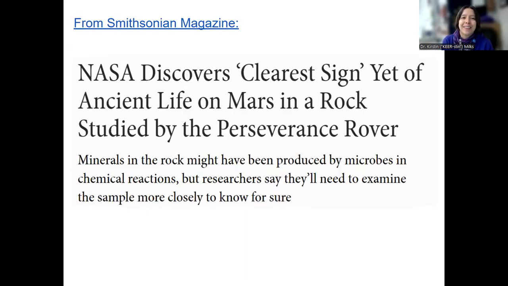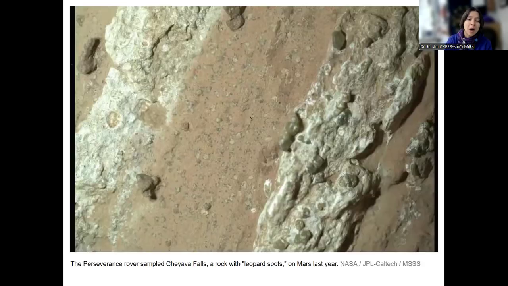But also, from Smithsonian Magazine, reported in the New York Times and the Washington Post, NASA has discovered the clearest sign yet of ancient life on Mars, in a rock that's been studied by the Perseverance rover. Minerals in the rock might have been produced by microbes and chemical reactions. There they are, those little circles are the interesting part. I am so excited about this. The current federal budget has cut the program that would have allowed this rock to head back up and back to Earth for further chemical analysis.